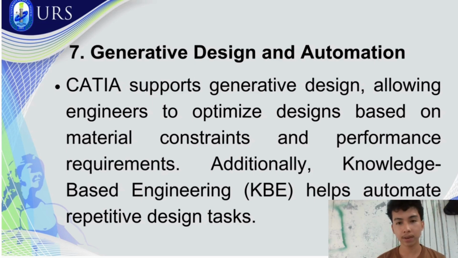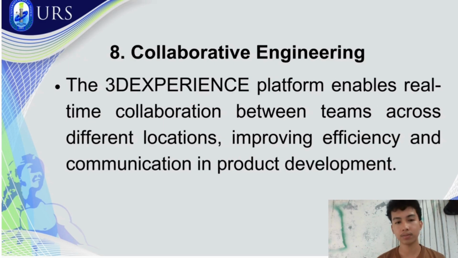CATIA can create a smart design automatically based on performance needs and rules set by engineers. For example, an aerospace engineer needs to design a lightweight bracket. CATIA uses generative design to come up with the best shape that uses the least material but is still strong enough. It also fills out the standard holes and sizes automatically using built-in rules.